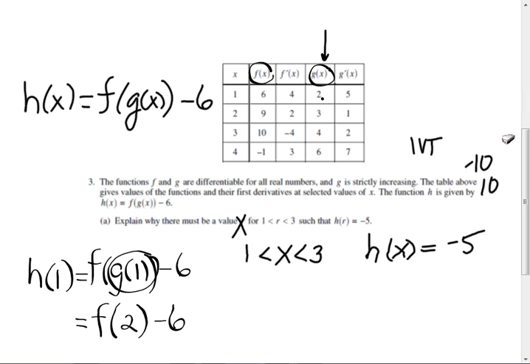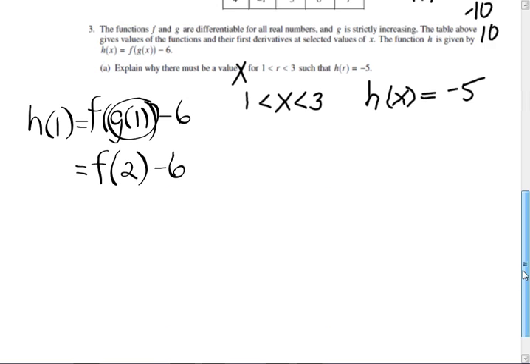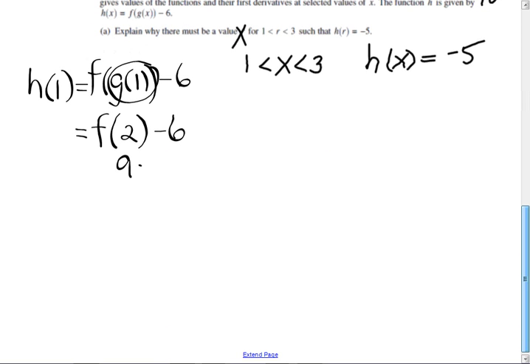Some of you are going to just want to write down the answers. Don't do that, because on the free response, I don't know how this was graded, but you might have gotten a point for making this first line right there. And then if you read it wrong, then you're going to lose the other point, but that's the way that goes. What's f of 2? 9. So 9 minus 6. So h of 1 is equal to 3.